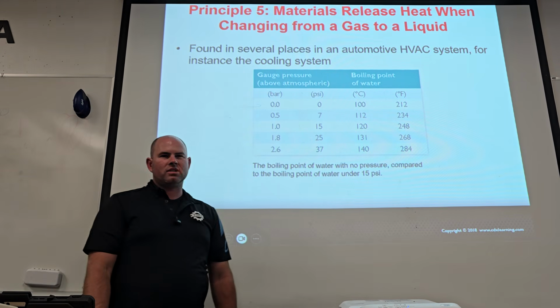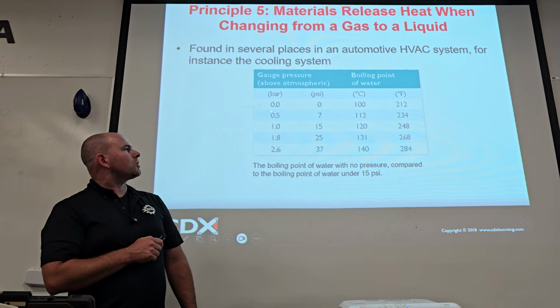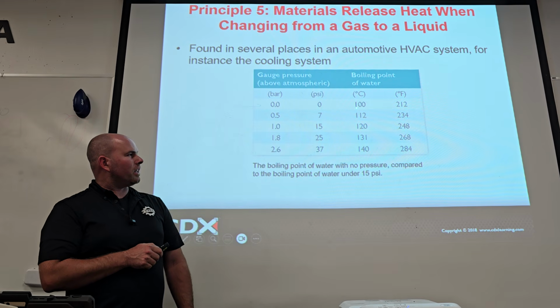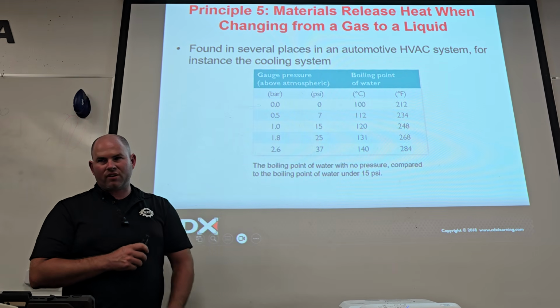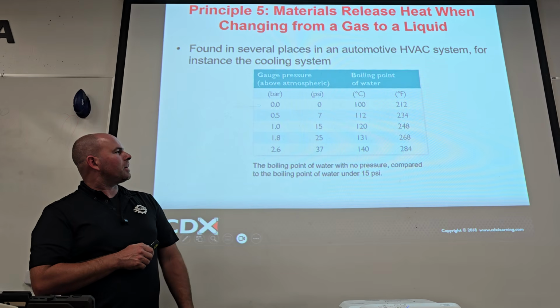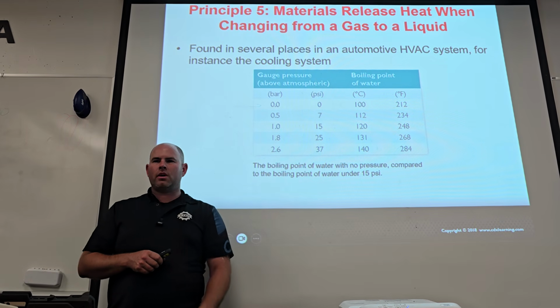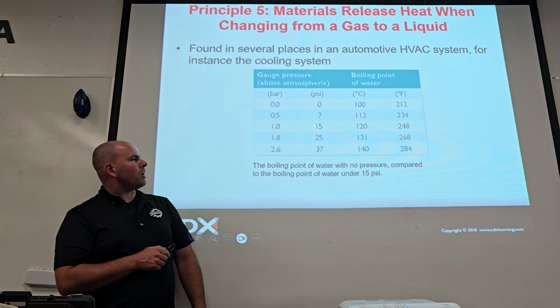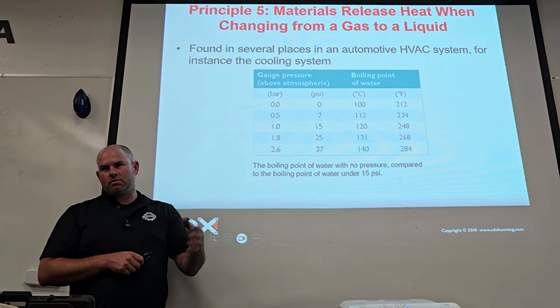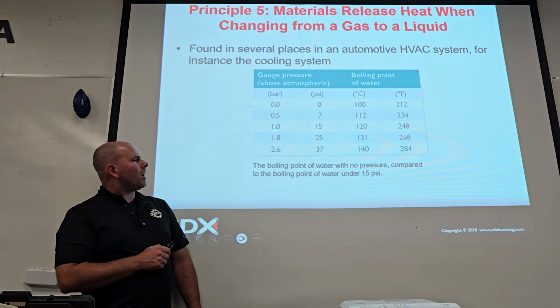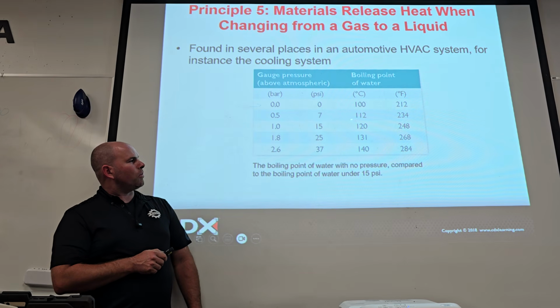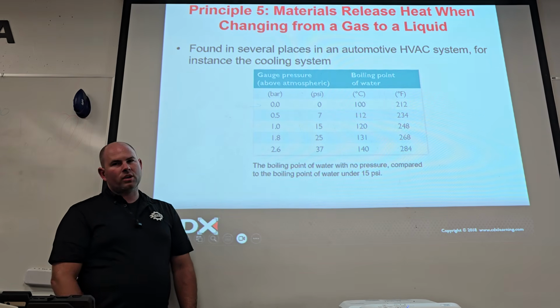So you want to do this metric or standard, it's up to you. 0 barometric, 0 psi, it'll boil at 100 Celsius, it'll boil at 212 Fahrenheit, period. What if we were to bump it up to 1 bar? You ever seen a radiator cap that says 1.0? 1.0 is 1 bar, that's 15 psi. That's about right. 1 bar, 15 psi, it'll boil at 120 Celsius or 248 Fahrenheit.